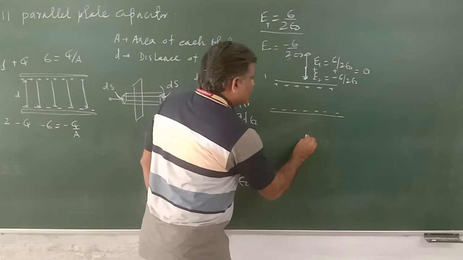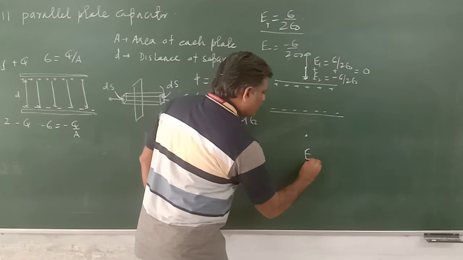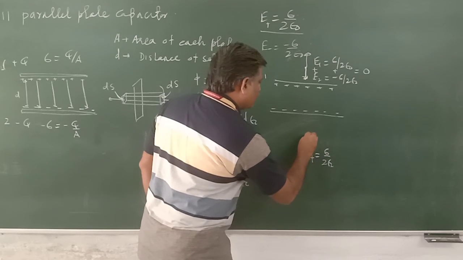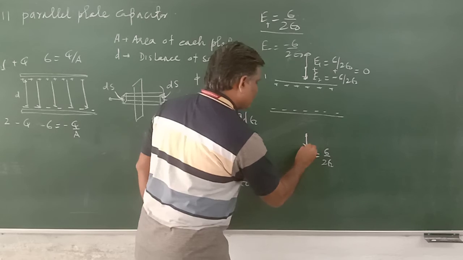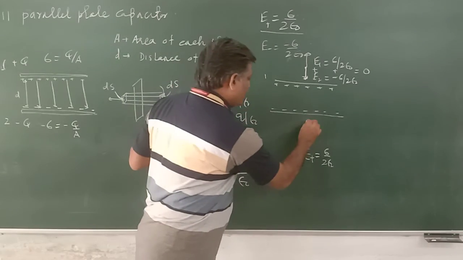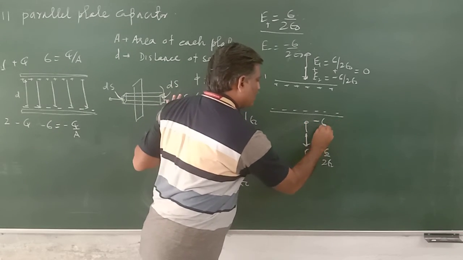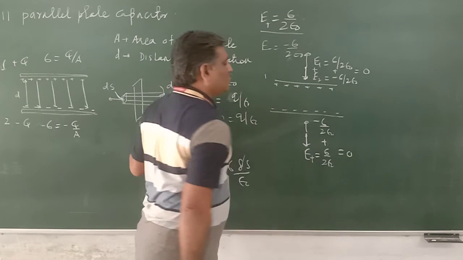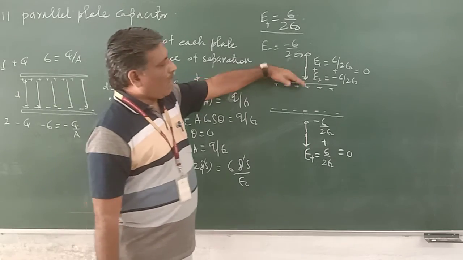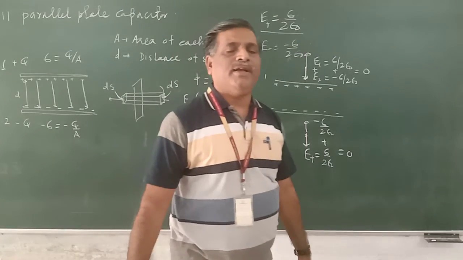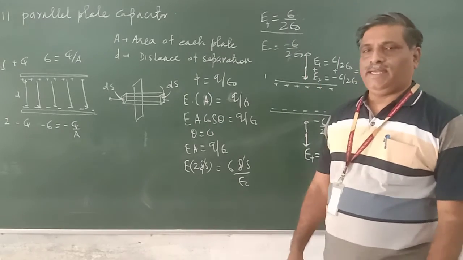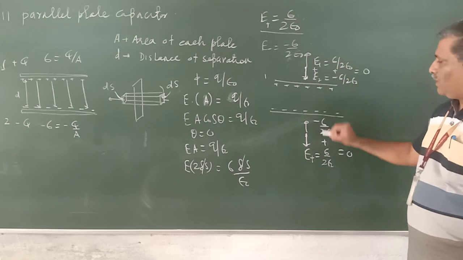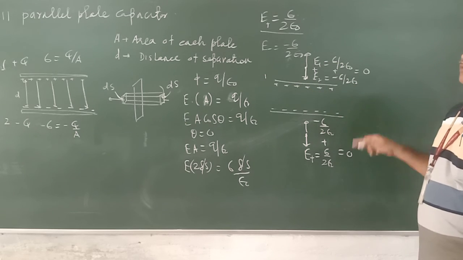On this side, again, E because of the positive plate is equal to sigma divided by 2 epsilon 0, away from the plate. Because of this plate it is towards the plate, minus sigma divided by 2 epsilon 0. If you add them, here again it becomes 0. So on the outer side of each plate, the electric field becomes 0. It is a very important result. In fact, this was discussed in the first chapter. Here the field is 0 and here the field is 0 because of two opposite charges.